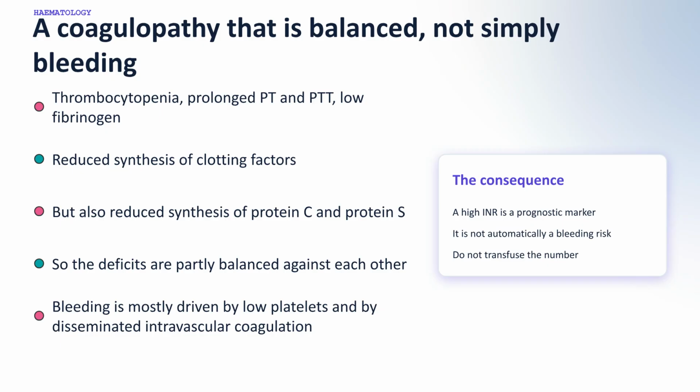The coagulopathy here is more interesting than it first appears. Yes, there is thrombocytopenia, a prolonged prothrombin time, and a low fibrinogen. The liver has stopped making clotting factors, but it has also stopped making protein C and protein S, which are anticoagulants. So the deficits partially balance. Bleeding when it happens is mostly driven by low platelets and by disseminated intravascular coagulation, which gives you an important rule. A high international normalized ratio here is a prognostic marker, not automatically a bleeding risk.